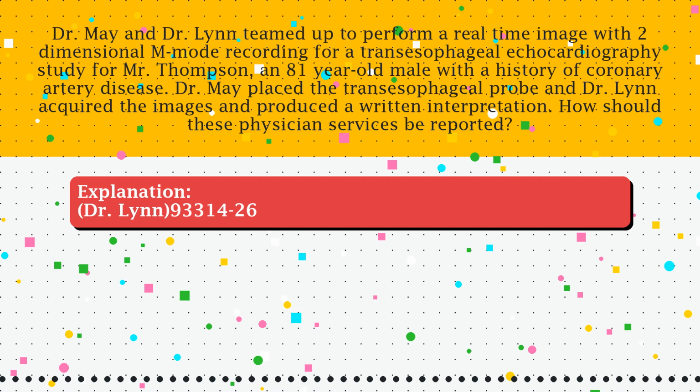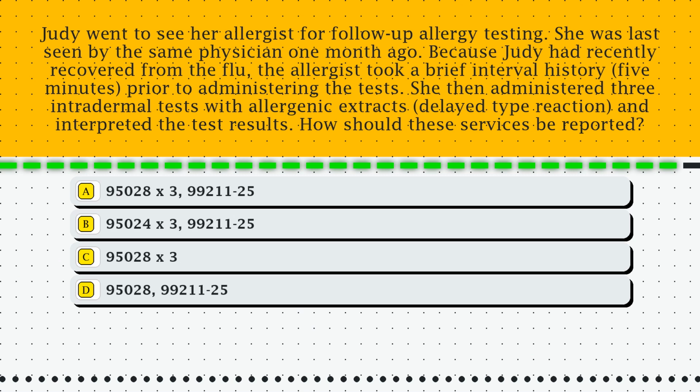Question 140. Judy went to see her allergist for follow-up allergy testing. She was last seen by the same physician 1 month ago. Because Judy had recently recovered from the flu, the allergist took a brief interval history, 5 minutes, prior to administering the tests. She then administered 3 intradermal tests with allergenic extracts, delayed type reaction, and interpreted the test results. How should these services be reported?